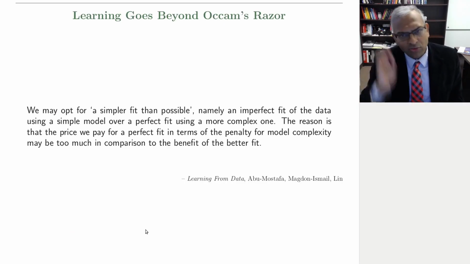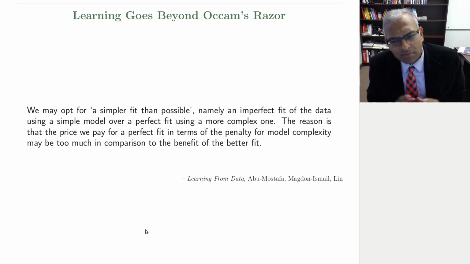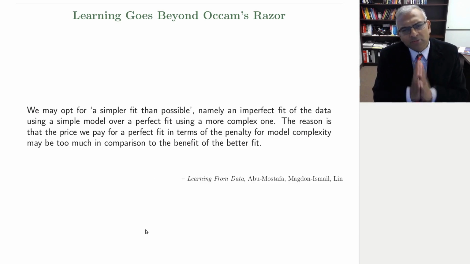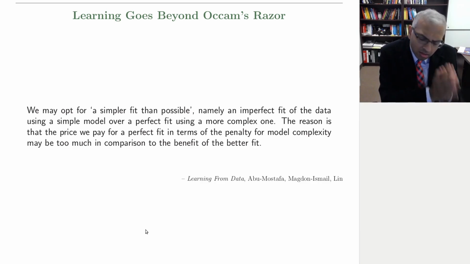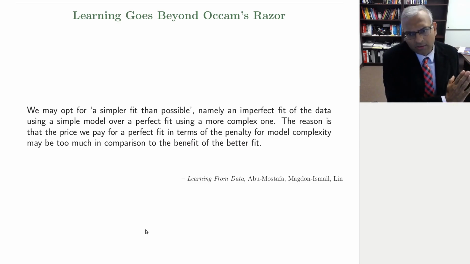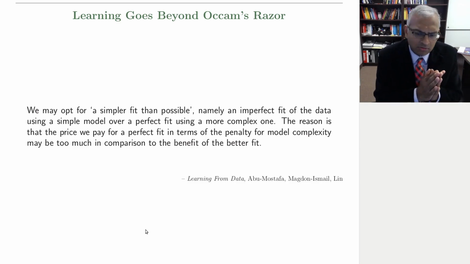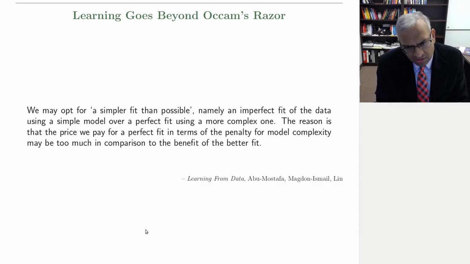Okay, now I'll read you a quote from the textbook, because there is a slight difference between Occam's principle for the sciences and Occam's principle for machine learning from data. And what is that fundamental difference? The fundamental difference is that in the scientific world, a theory either explains all the data or it's wrong. So we're not interested, when we talk about theories for physics, in theories that explain some of the data. Even if there's one data point that the theory cannot explain, you throw it out and you need to look for another theory.